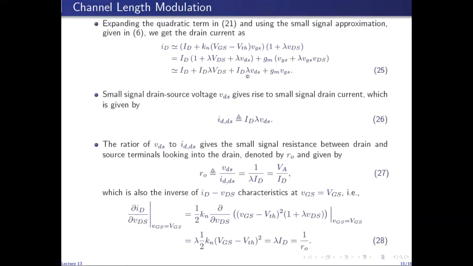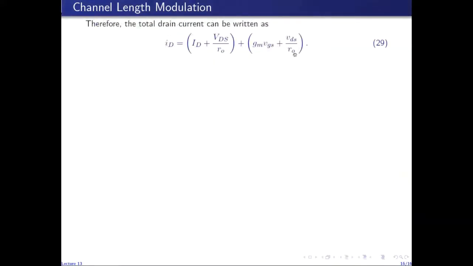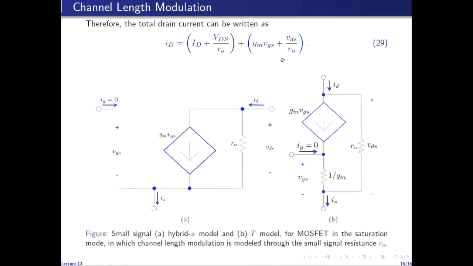And similarly, VDS over R naught, which is added to the small signal drain current, gives us the new small signal drain current, which is a function of the small signal gate to source voltage and the small signal drain to source voltage. So this is the modified DC component, and this is the modified AC component of the drain current. So we can use this relation to augment the small signal hybrid pi and T models.